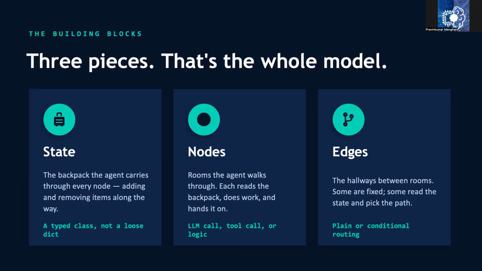So think about state. It is a typed class. It could be a TypedDict or Pydantic, not a loose dictionary. This is what makes it production grade. So you get validation, you get autocomplete, you get clear contracts between the nodes.